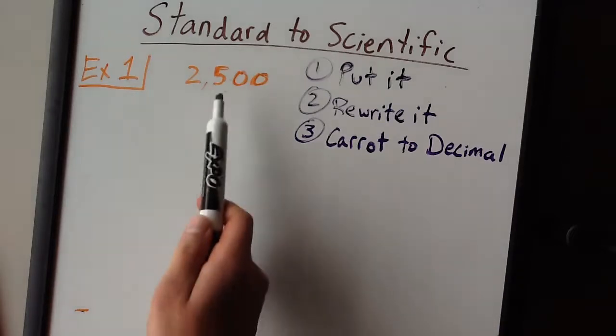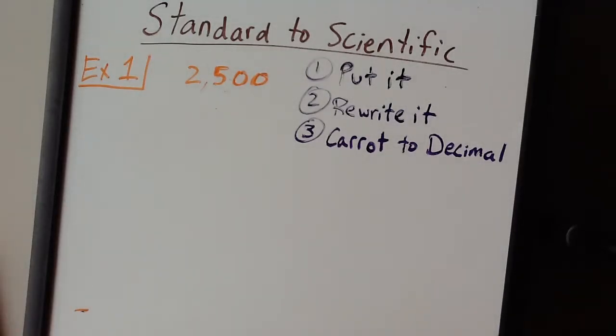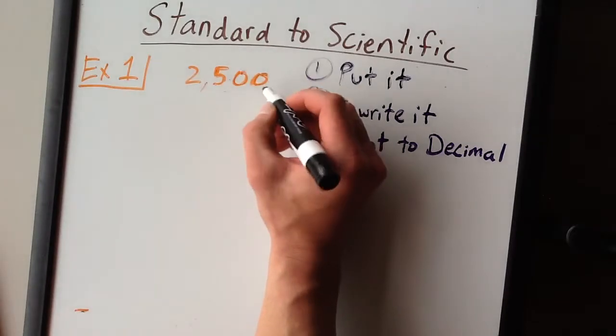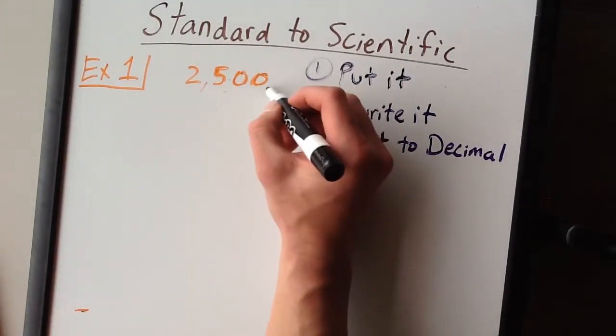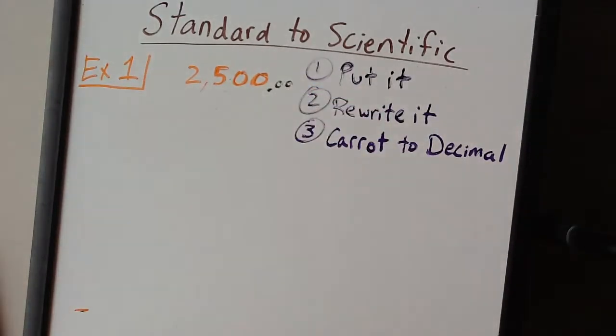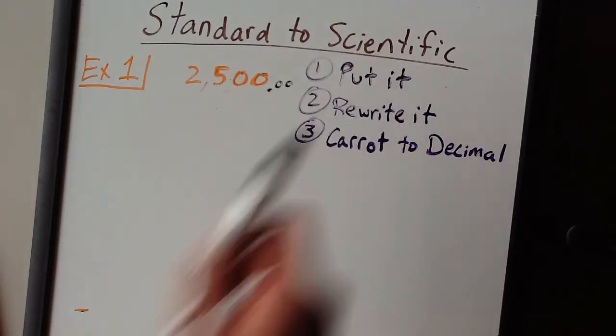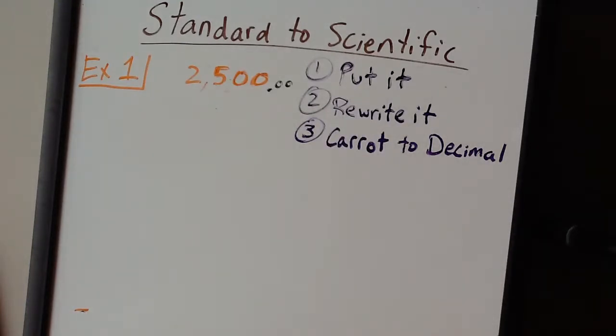Now, first off, in the number 2,500, it's important to recognize where the decimal point is right now. Right now in this number, the decimal point is right here. And then technically after this decimal point, there are zeros. Okay? So when we put it, we're going to put the decimal in its new location.